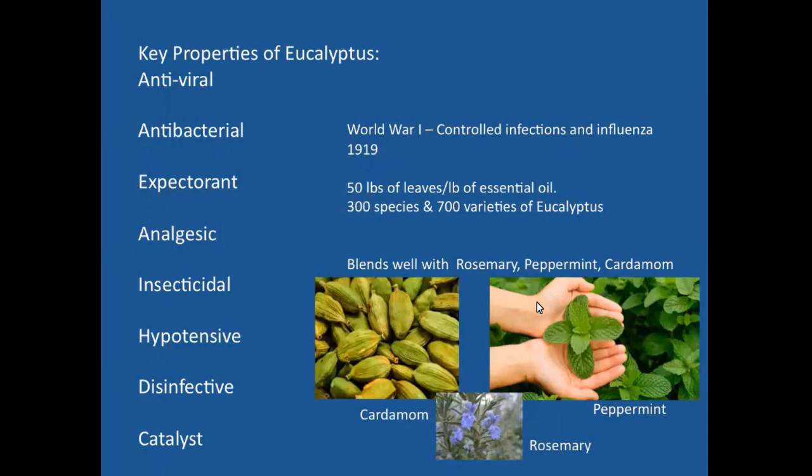So for getting a pound of oil, it takes 50 pounds of the eucalyptus leaves to arrive at 1 pound of essential oil. So there's a fairly high amount of plant material that's necessary to result in the usable portion or usable fraction. As I mentioned earlier, there's 300 species, 700 different varieties of eucalyptus.